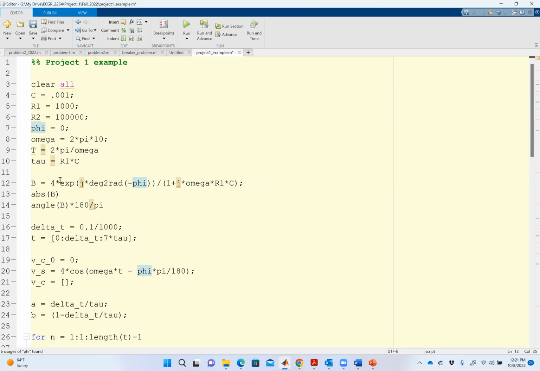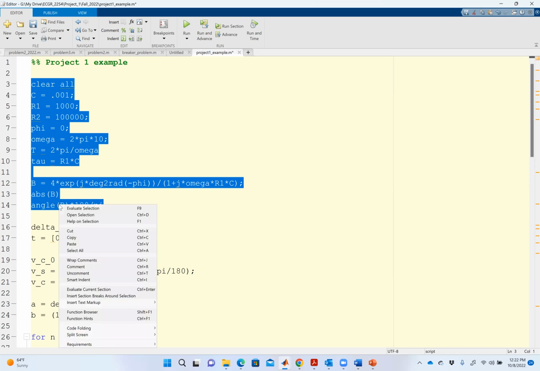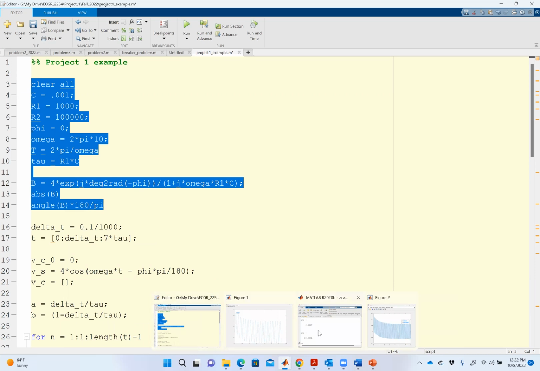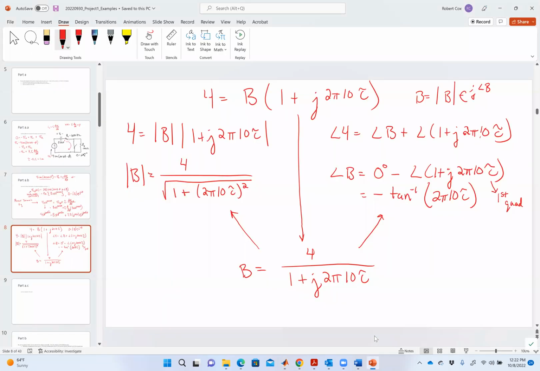And so this is the equation for B right here. So I have 1 plus j omega times R1 times C. And notice I've defined omega to be 2 pi 10, which is what we have in the problem. So if I run this and I take the magnitude of B and the angle of B times 180 over pi, I'll get the magnitude and the angle in degrees. I evaluate that and look at my result. It tells me the magnitude of B is 0.0637 and the angle is about negative 89 degrees. So I will say that the angle is negative 89 degrees.